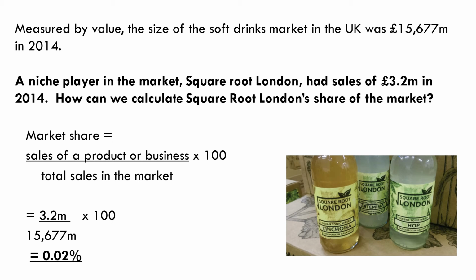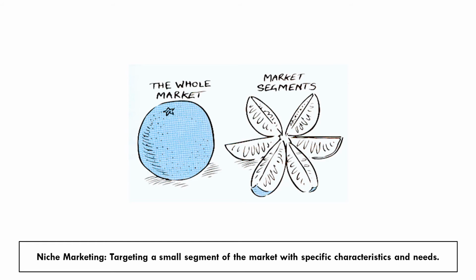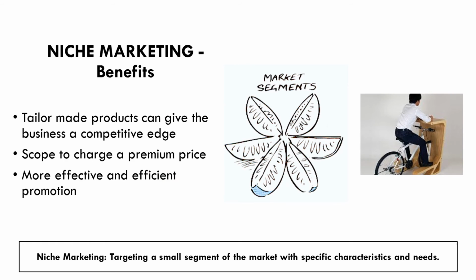So what are the benefits to companies like Square Root London of targeting a niche like that? First of all, tailoring products closely to customers' needs can give businesses a competitive advantage. Customers are more likely to be loyal to a business or product that closely meets their needs and less likely to switch to an alternative. Second, because the product meets consumers' needs closely, they are often willing to pay more for it, giving the business scope to charge a premium price, increasing their profit.